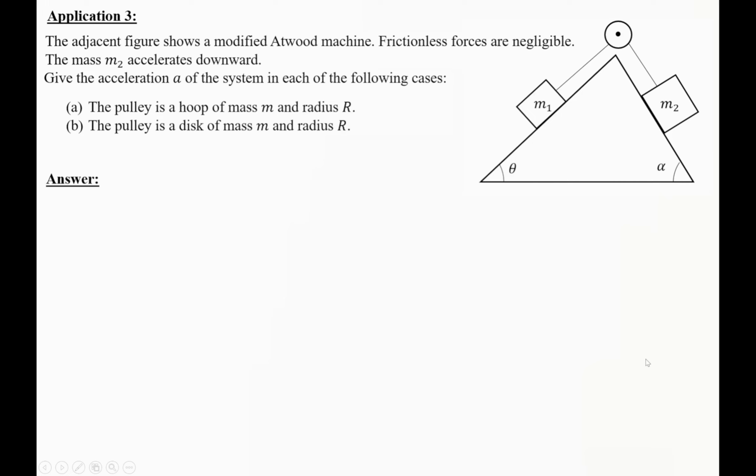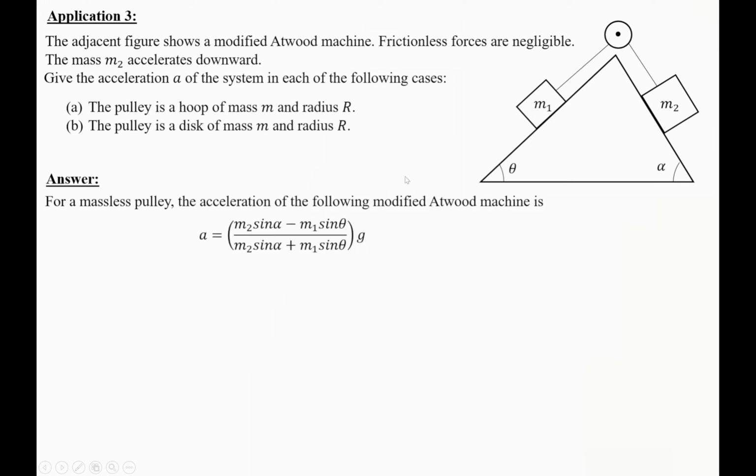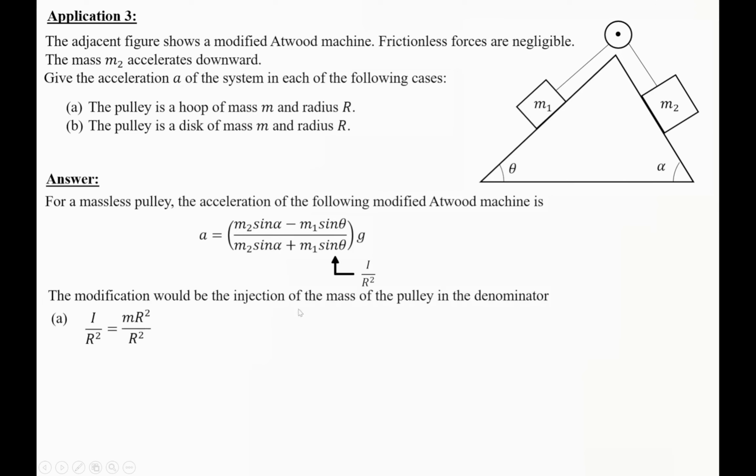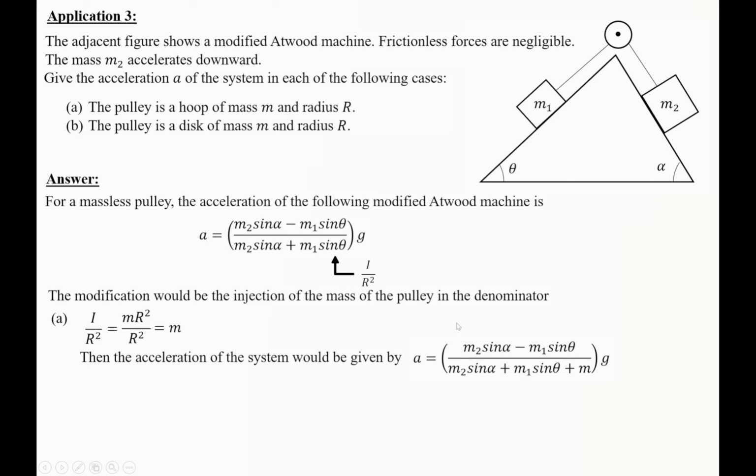Now application 3, what about the following modified Atwood machine? The masses will be factored by the sine of the corresponding angle, so m1 sine theta, m2 sine alpha. Here we assume that m2 accelerates downward, and the acceleration for a massless pulley would be m2 sine alpha minus m1 sine theta over m2 sine alpha plus m1 sine theta, multiplied by g. We inject I over r squared because the pulley is massive. In the case where it's a hoop, the inertia term would be m and the acceleration of the system would be as follows.